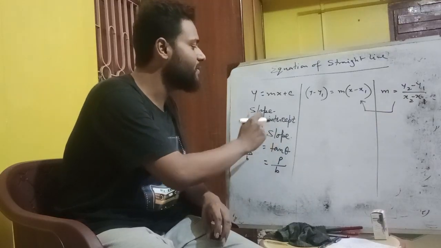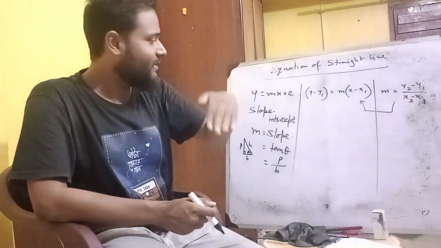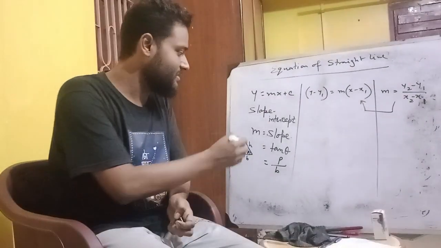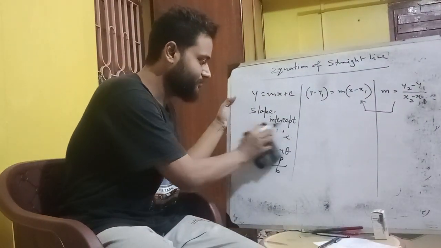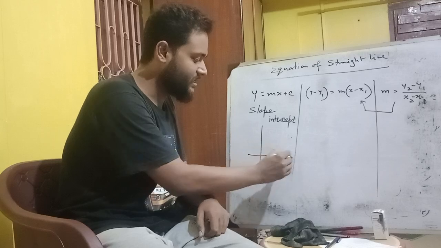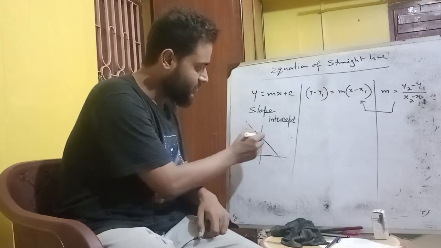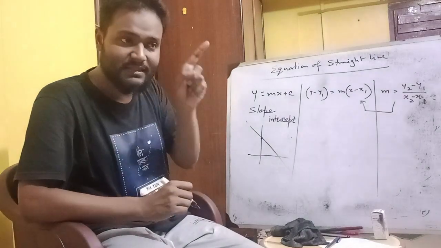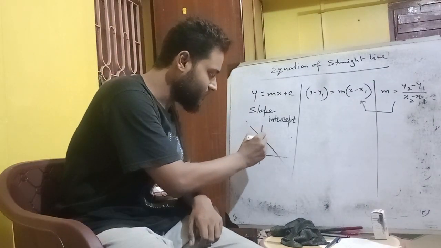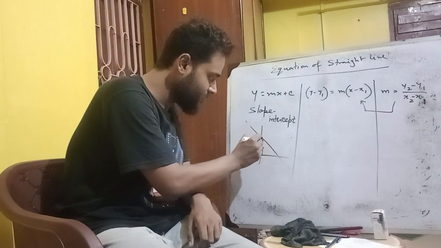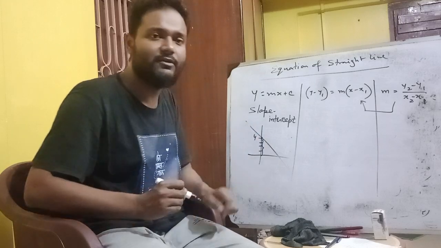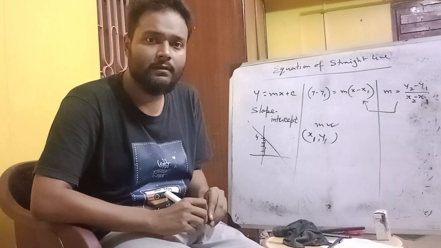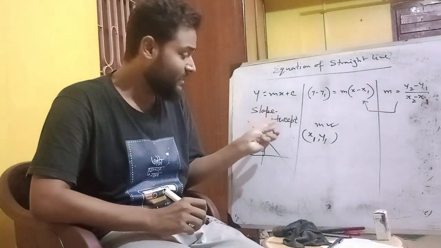So the slope makes an angle with the positive x-axis, and c is the y-intercept. Let's say a straight line is passing through this point, and this is y equal to 4. So that is the slope intercept form.